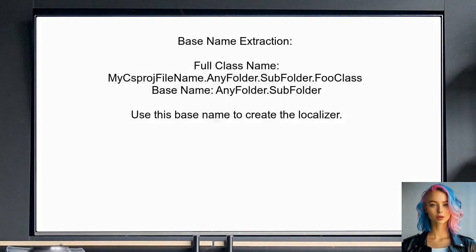To extract the base name, take the full class name, remove the project file name and the class name itself. For example, if the full class name is MyCsprojFileName.AnyFolder.SubFolder.FooClass, the base name would be AnyFolder.SubFolder. This method allows you to correctly locate the resource files for localization.